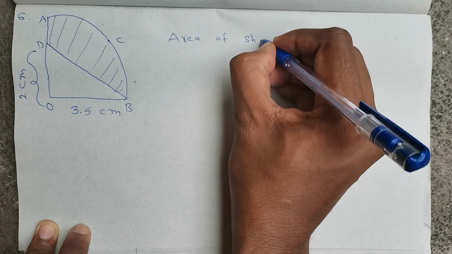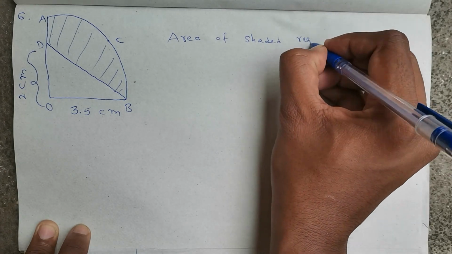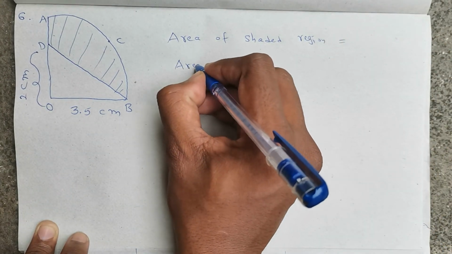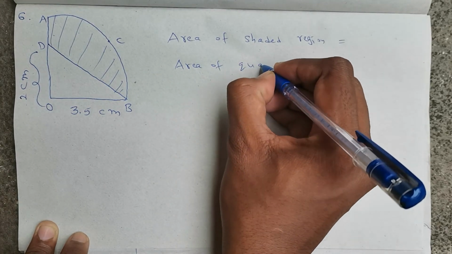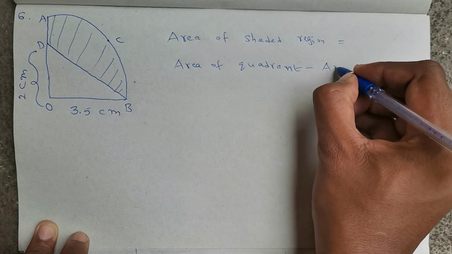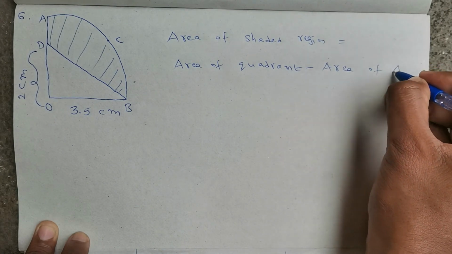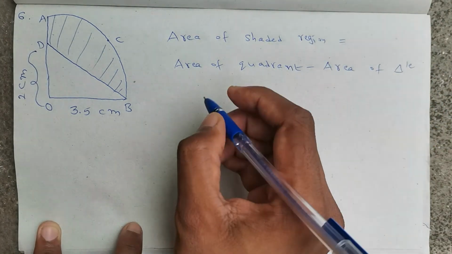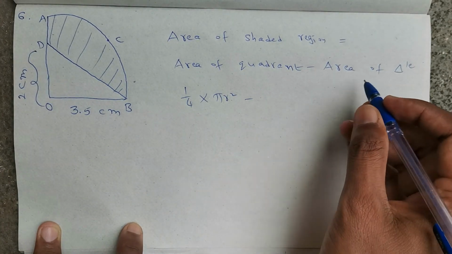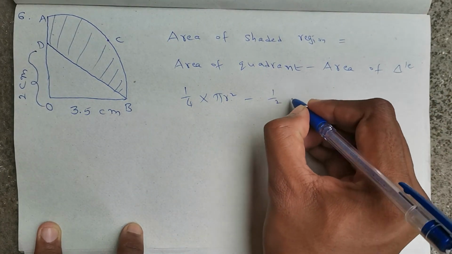Area of shaded region or shaded part is equal to area of quadrant or quarter circle minus area of triangle. Okay, first area of the quadrant, formula 1 by 4 into pi r square, minus area of the triangle, half into base into height.